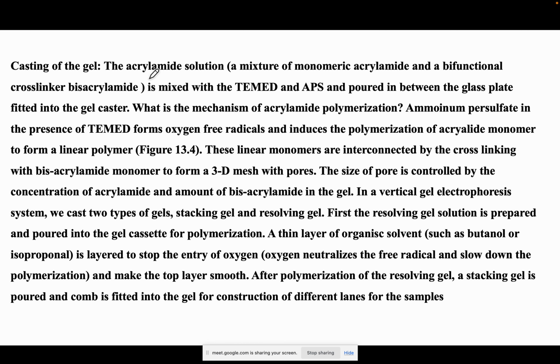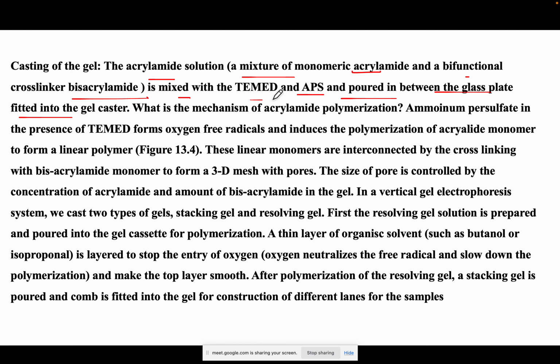The acrylamide solution, a mixture of monomeric acrylamide and a bifunctional cross-linker bisacrylamide, is mixed with TEMED and APS, which are polymerizing agents, and poured in between the glass plates fitted into the gel caster. There will be a gel caster or clip, you can say. You will be clipping your long plate, or the fat plate, with a short plate. As the long plate is thicker and the short plate is thinner, and there is one groove, there will be a thin gap of a certain millimeter, which will be the thickness of your gel. So you will be able to make your gel like that.